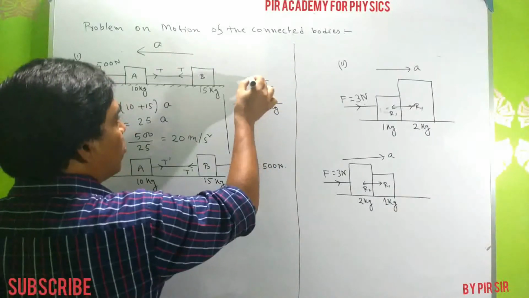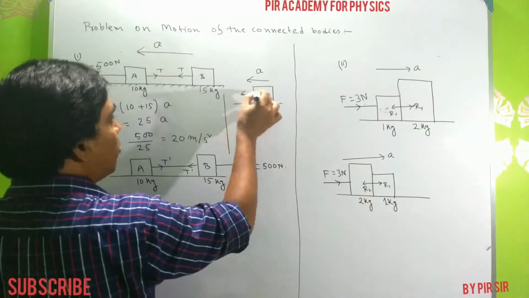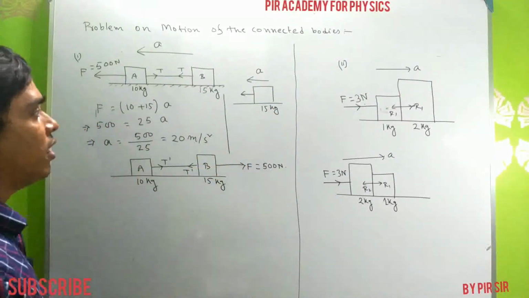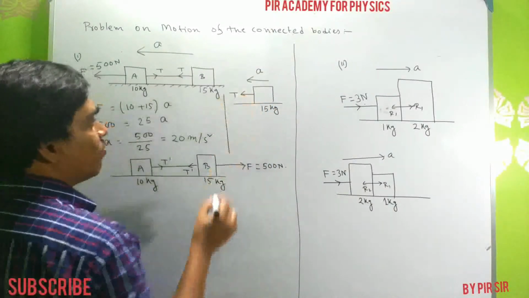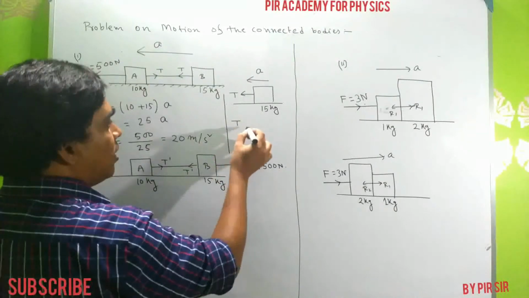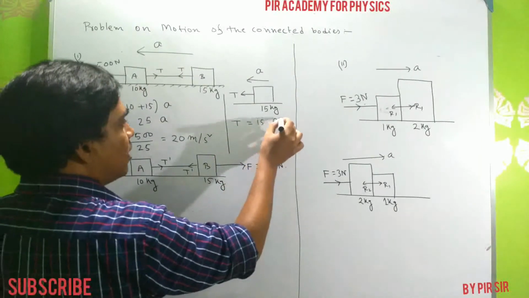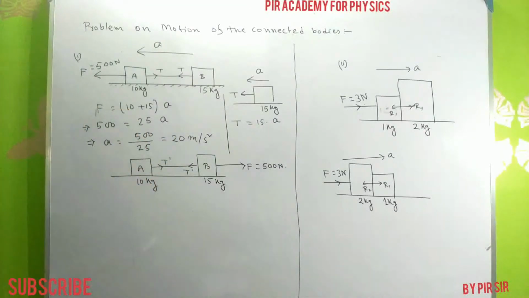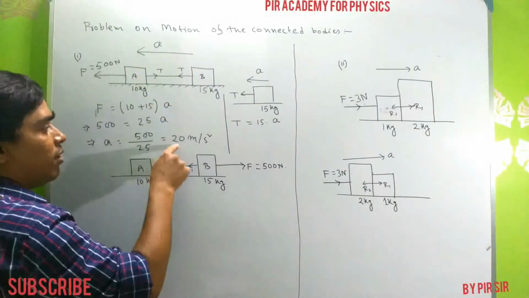This system goes through an acceleration A. The force acting on this 15 kg mass is T. That means the total force acting on this body is T. Here the total mass is 15 and the acceleration is A. You have earlier calculated the acceleration of the total system as 20.